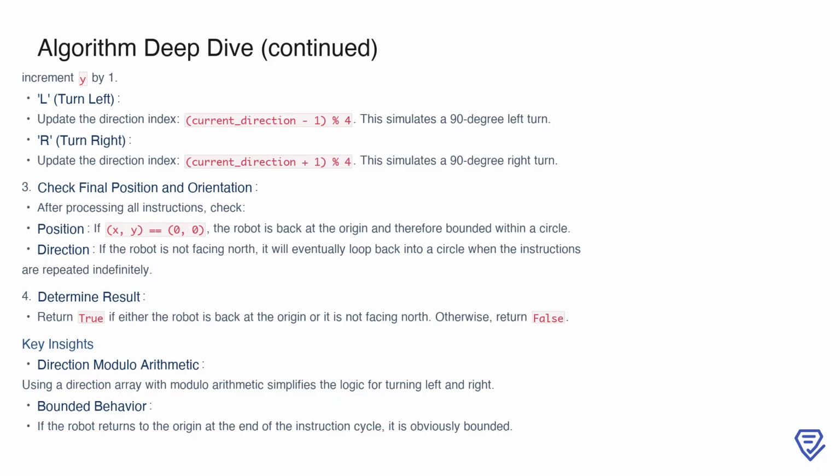After processing all instructions, we evaluate the robot's final state. If it returns to the origin, it is clearly bounded in a circle. However, if it is not at the origin, we examine its direction. If the robot is not facing north, repeating the same instructions will result in a loop, confirming that the robot is still bounded. Otherwise, it will move forward indefinitely, and the result is unbounded.